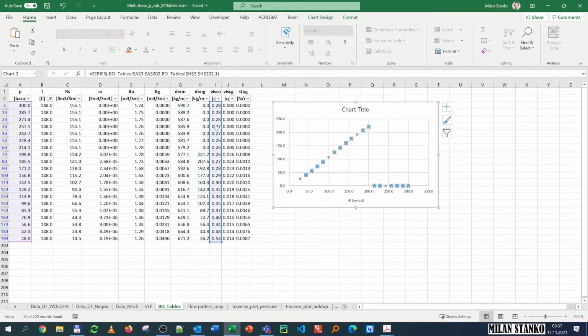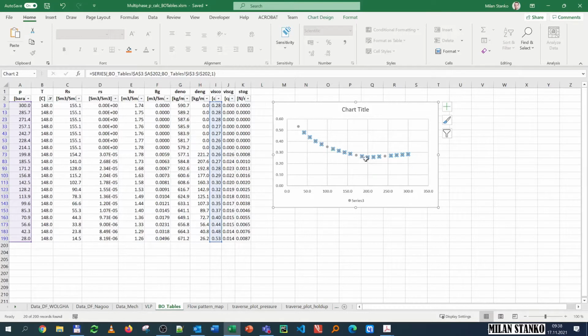Viscosity of the oil, you have a similar trend. At first it goes up because gas is coming out of solution, but then when you reach the bubble point, it's affected by pressure. When the pressure is increased, the viscosity is higher. Viscosity of the gas, again going up with pressure, and then it stops existing.